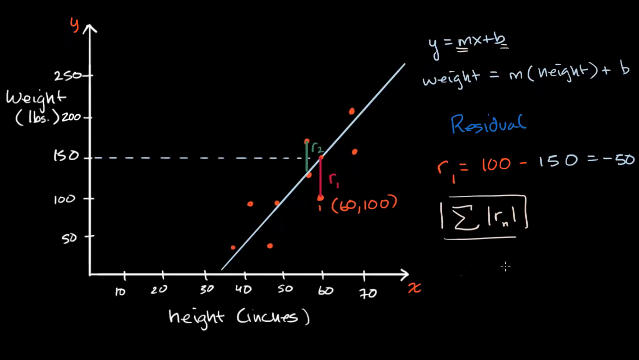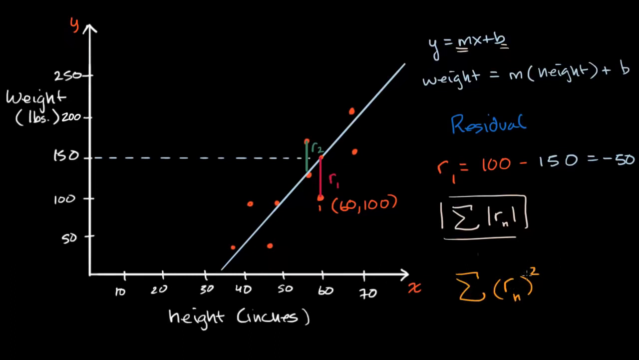But another way to do it, and this is actually the most typical way that you will see in statistics, is that people take the sum of the squares of the residuals. The sum of the squares. And when you square something, whether it's negative or positive, it's going to be positive. So it takes care of that issue of negatives and positives canceling out with each other.